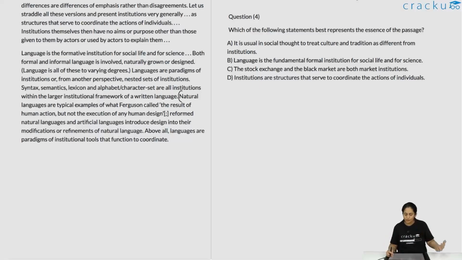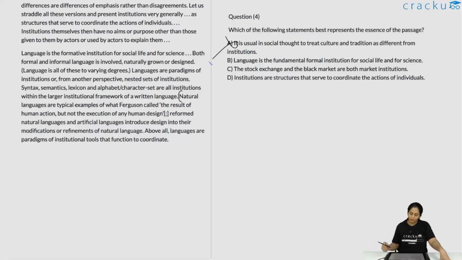It is usual in social thought to treat culture and tradition as different from institutions. This is given in the passage, but it is a fact mentioned. This is not the crux of the passage at all. In fact, the author says that culture and tradition are subsets of institutions. That is the point he is trying to make. This is an unrelated fact mentioned in the passage, which is not the main argument.